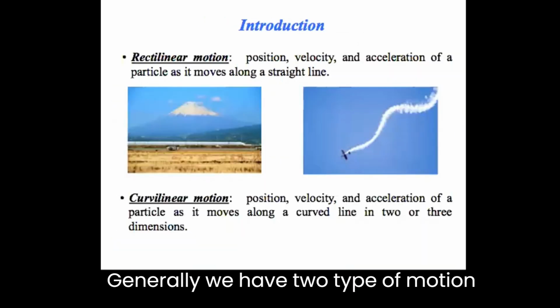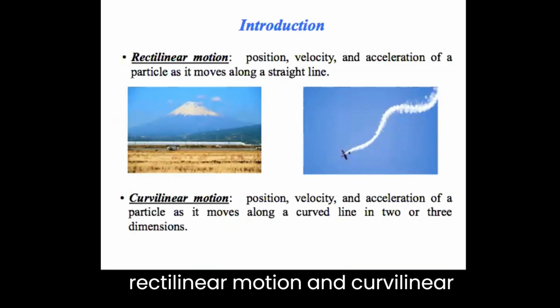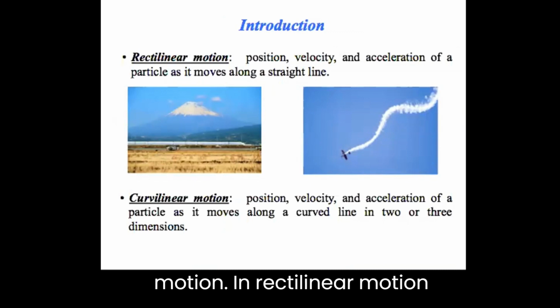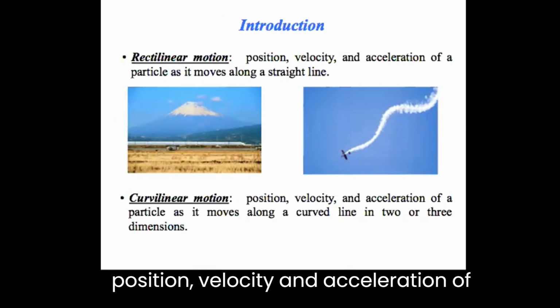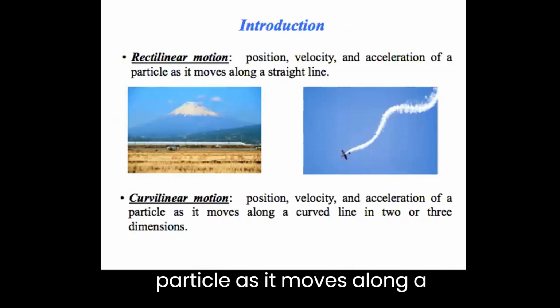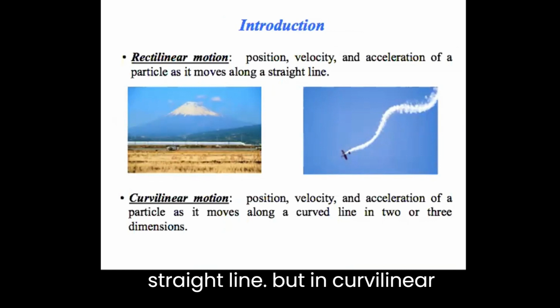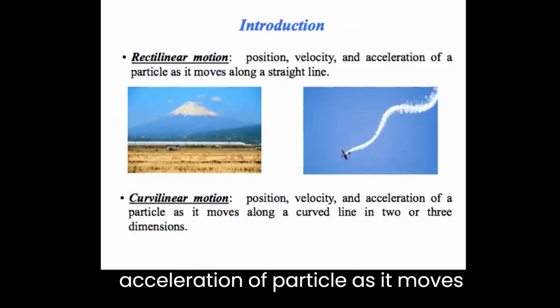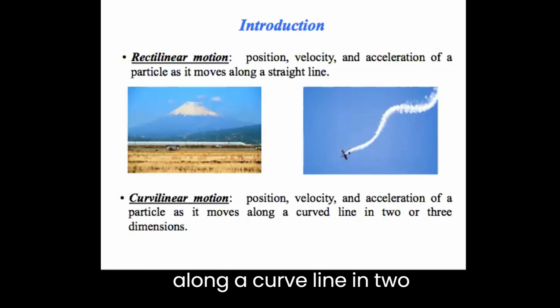Generally, we have two types of motion, rectilinear motion and curvilinear motion. In rectilinear motion, we describe the position, velocity, and acceleration of a particle as it moves along a straight line. But in curvilinear motion, we describe the position, velocity, and acceleration of a particle as it moves along a curved line in 2 or 3 dimensions.